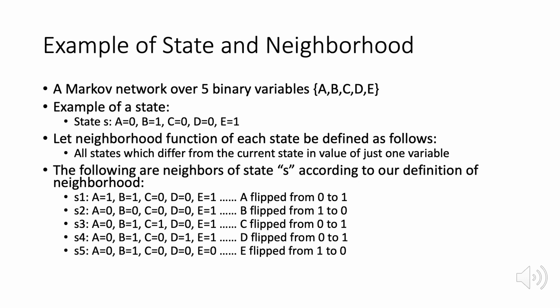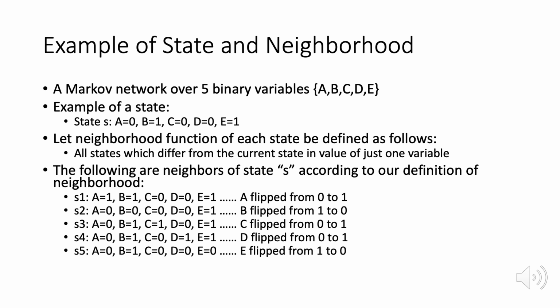Let me now give you a concrete example of a state and neighborhood. Let us assume that we have a Markov network over 5 binary variables A, B, C, D, E, where each variable takes values from the set 0, 1. So all of these are binary variables, where 0 stands for false, let's say, and 1 stands for true. Let us say that all variables in the Markov network are the variables of interest for our optimization problem that we are going to solve using local search. Then each state in the local search algorithm is a 0, 1 assignment to all the 5 variables.